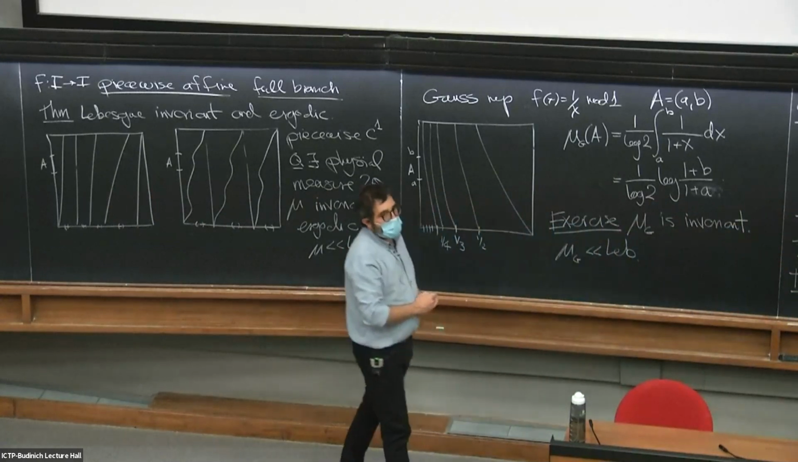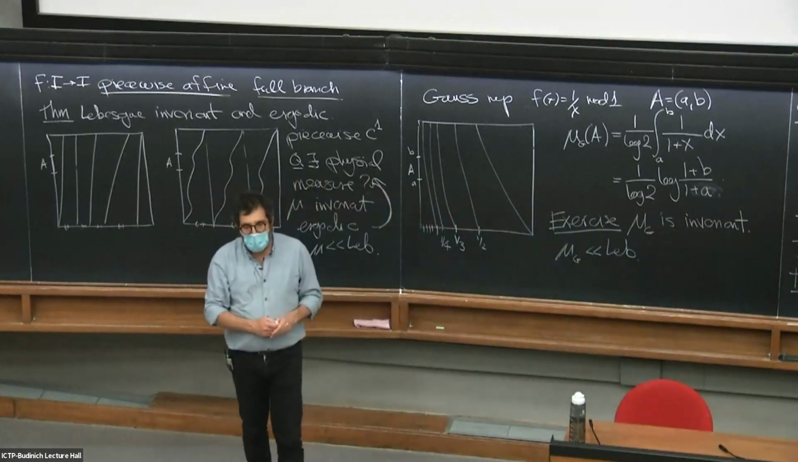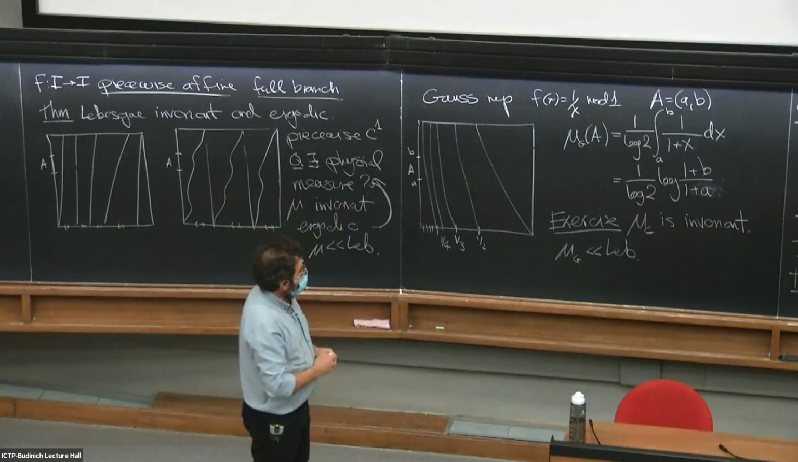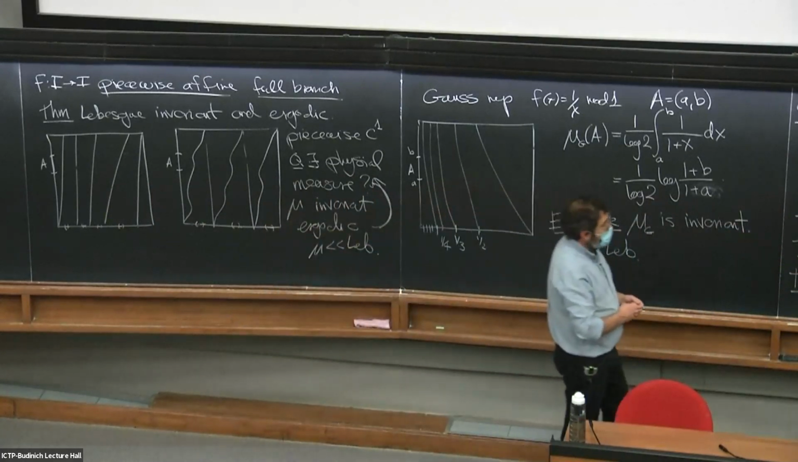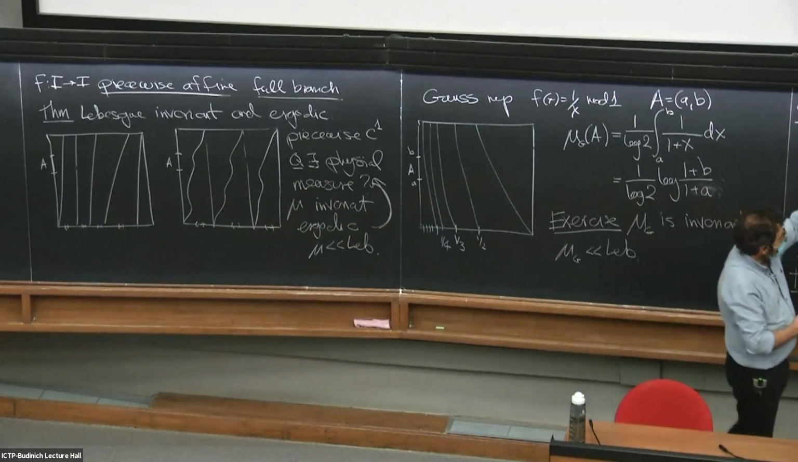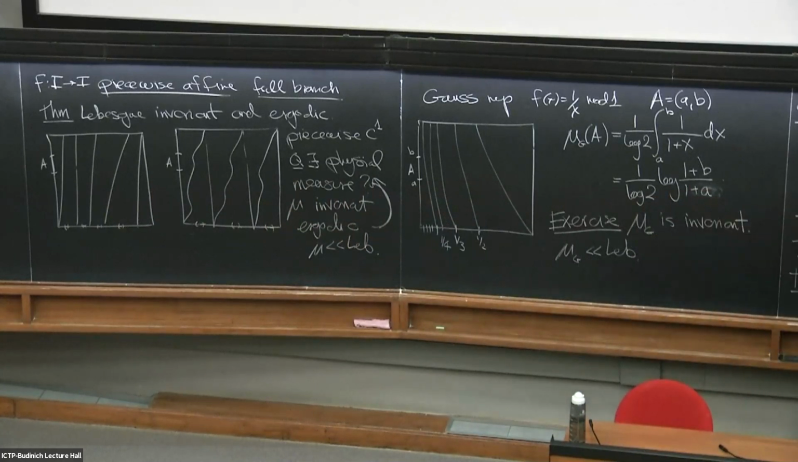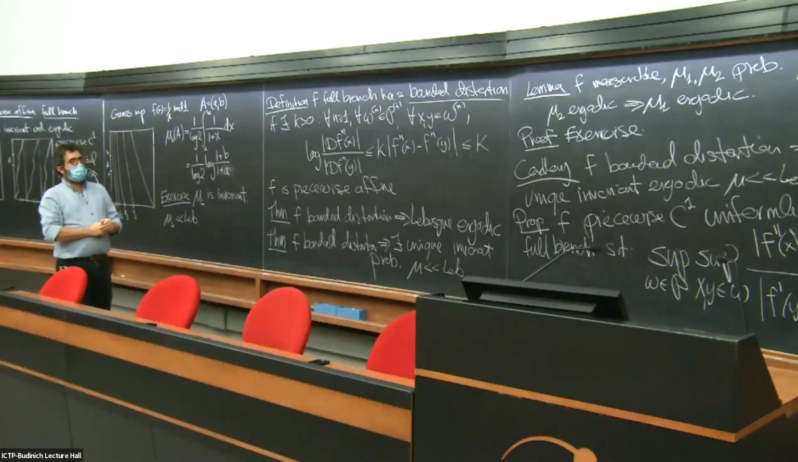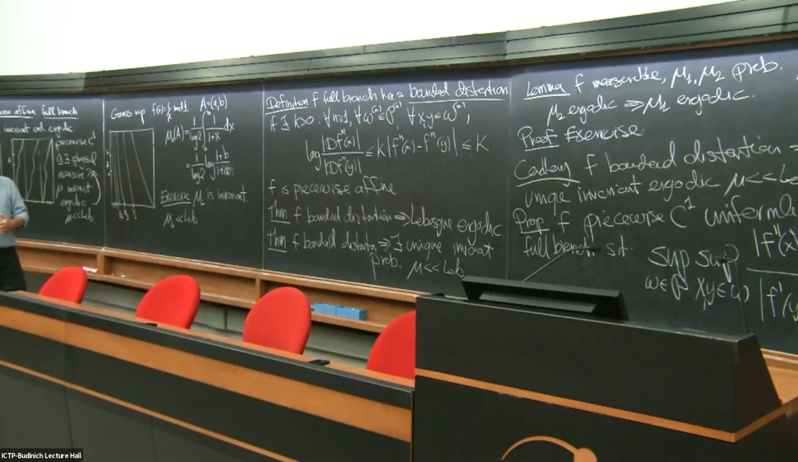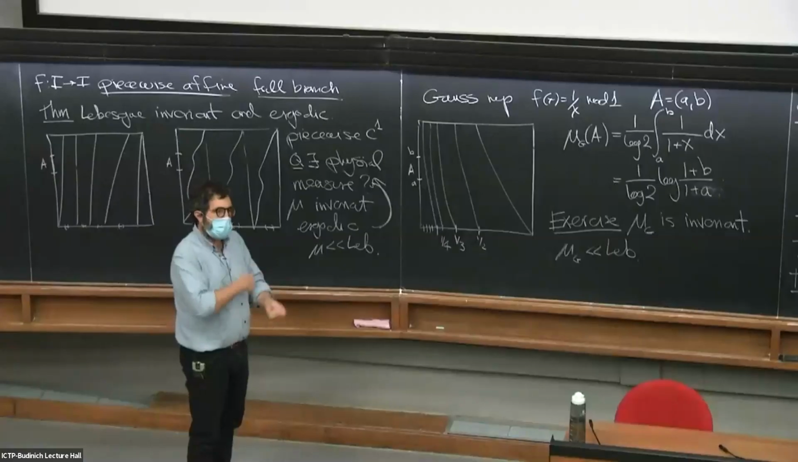These results here, historically, I would say that they go back to the 1950s. So they're quite classical results, this bounded distortion and these results for full branch maps. And since the 50s, there have been lots of generalizations to many other maps. And many of these approaches involve, as I said, this inducing method.